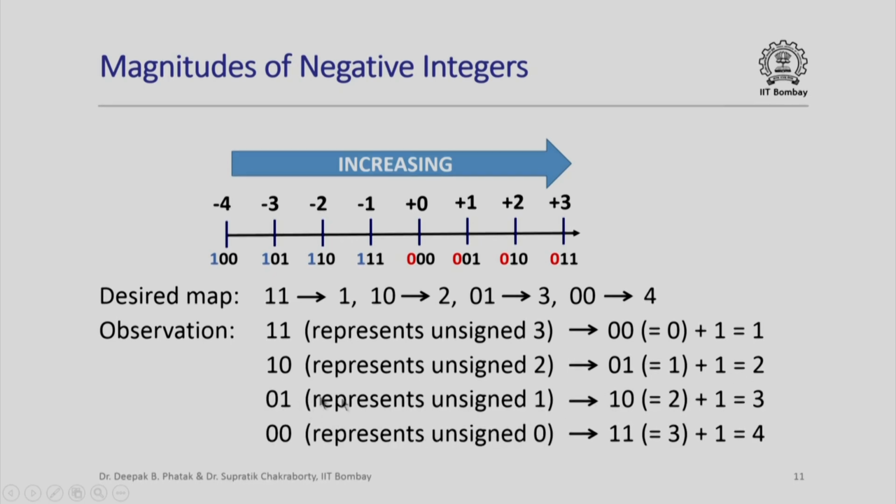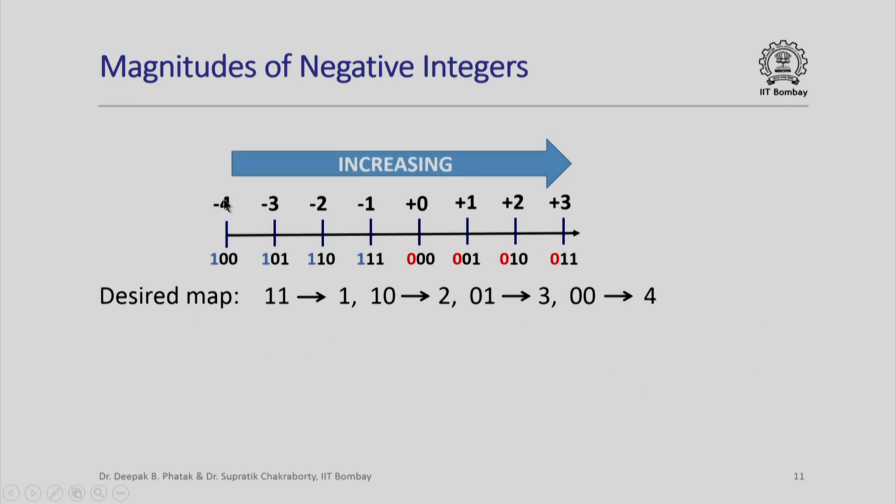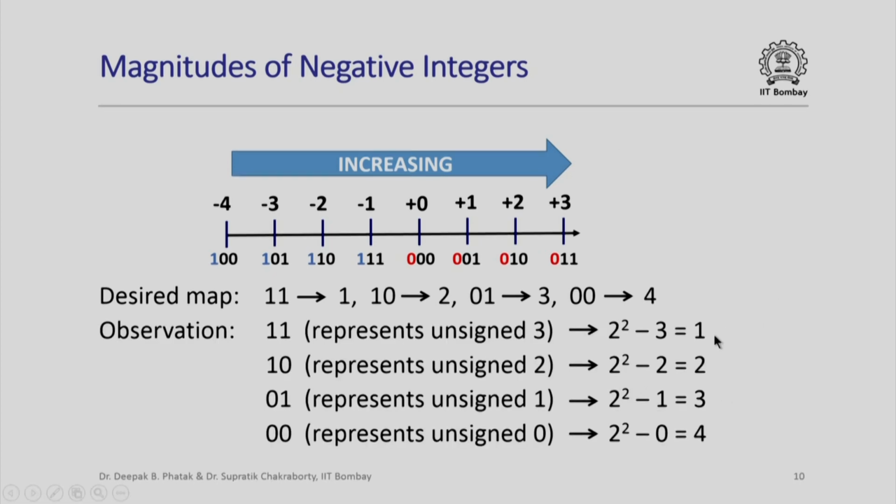0 1, which represents the unsigned integer 1, but you want it to represent 3, so flip all the bits, you get the unsigned integer 2, add 1 and you get 3, and so on for 0 0 as well. 0 0, when you flip, you get 1 1, which represents the unsigned integer 3, you add 1, then you get 4.